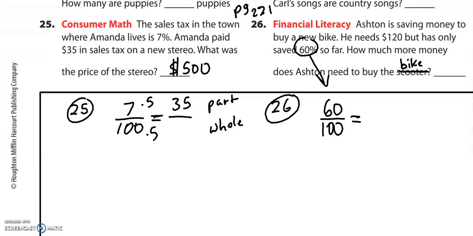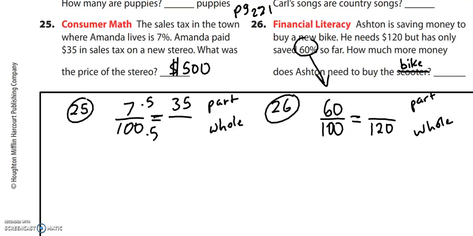And I've got $120. Where does that go? Is that my part or my whole? Now some kids are going to be tempted to put 120 as my part because 60 goes into 120 twice. But the problem here is that this 120 is the whole, and there's a reason why. The whole would be how much money Ashton needs to buy the item, and the part is how much money he's saved so far. It says he needs $120 to buy this item. So that's the whole, and the part is how much he saved. We don't know that.